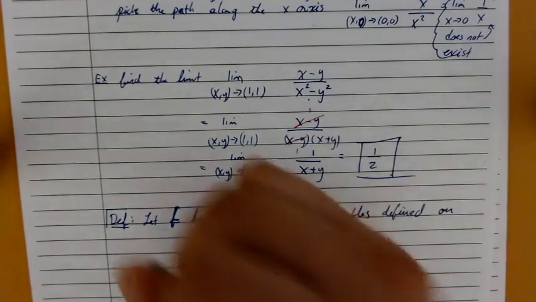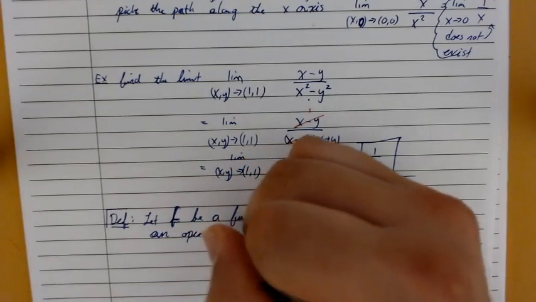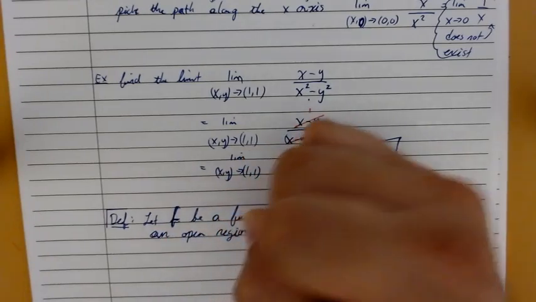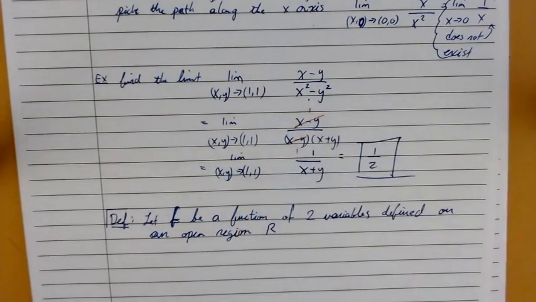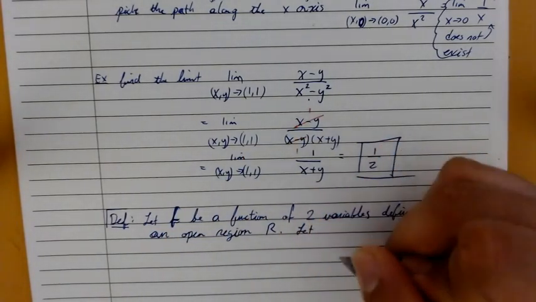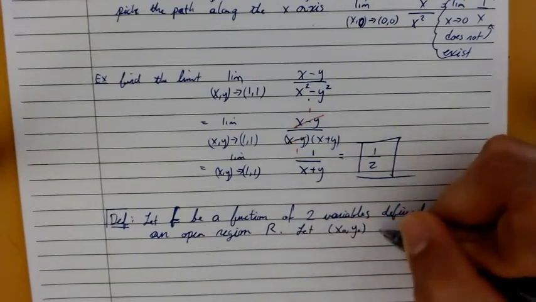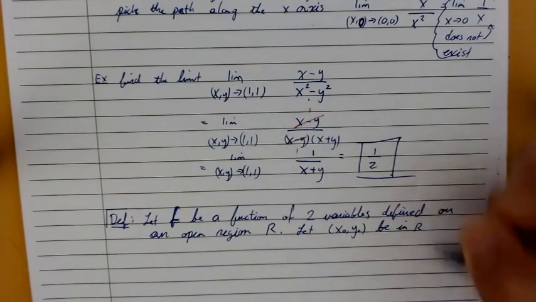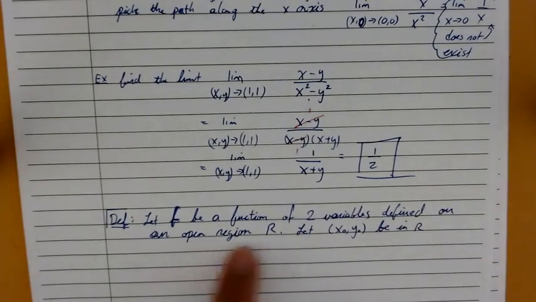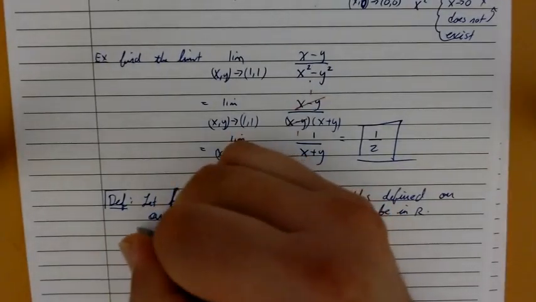on a region, let's say on an open region, which we'll call R. Let some point (x naught, y naught) be in R. So you've got your function defined on this open region, and here you've picked some point from this open region.